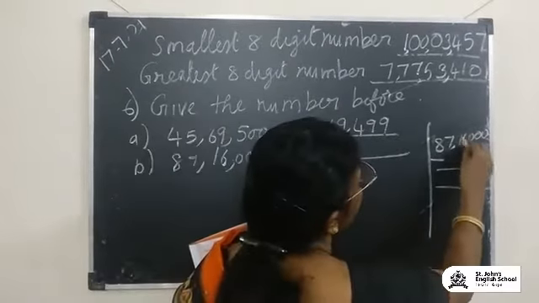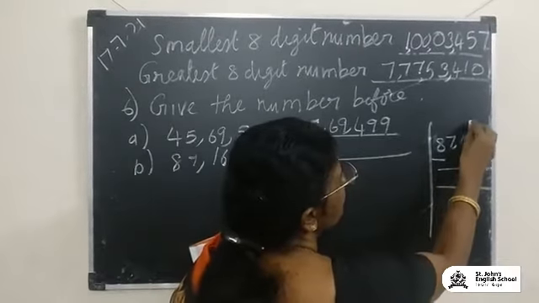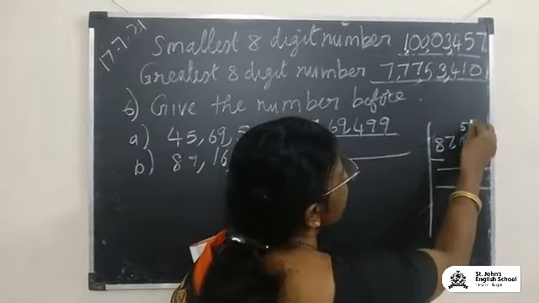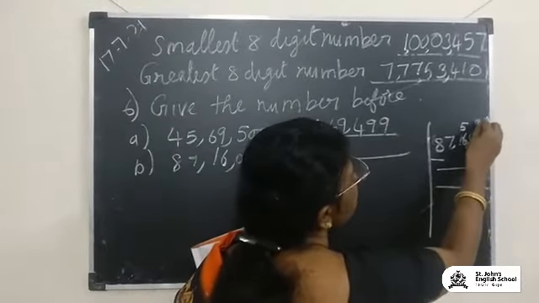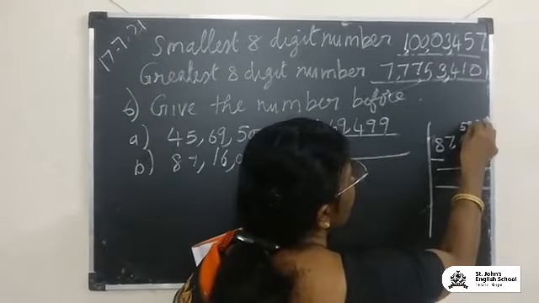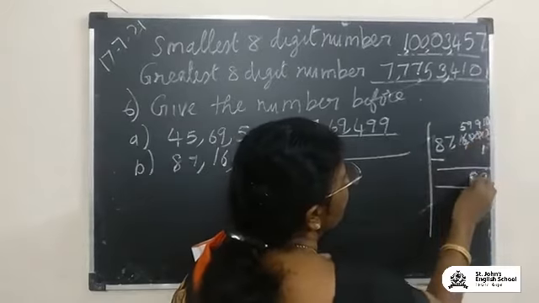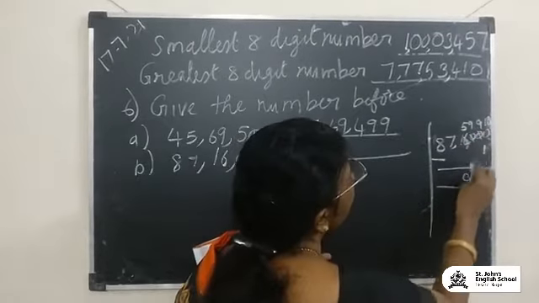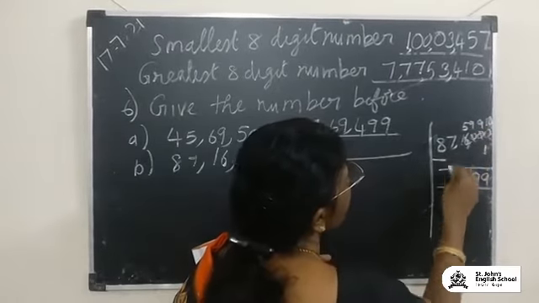Because all are zeros, you have to take from 6. The 6 will be 5. So the last 0 will be 10, and the other two zeros will be 9. So how will you subtract now? 10 minus 1 is 9, 9, 9. So the 6 will be 5.